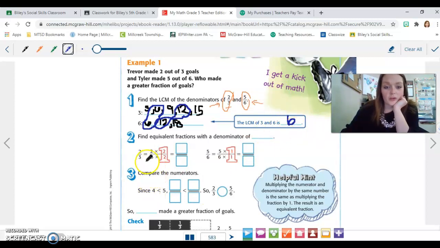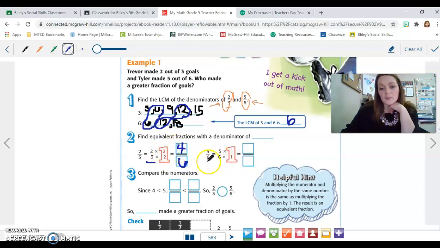So if we look at 2/3, what do we need to times 3 by to get 6? We need to times it by 2. And remember, with fractions, always, always, always, what I do to the bottom, I do to the top. So we're going to do 3 times 2 is 6. And because I multiplied my denominator, I now need to multiply my numerator by 2. 2 times 2 is 4.